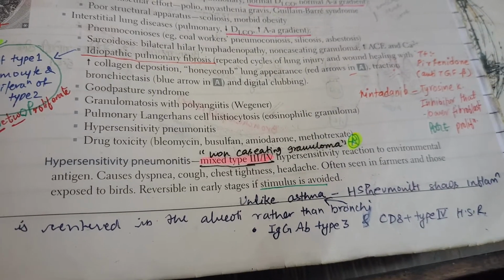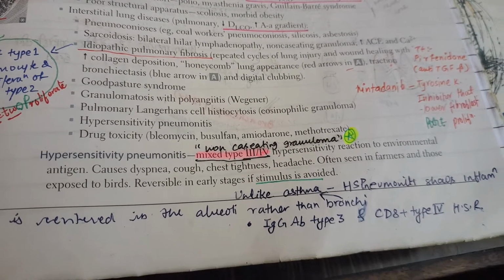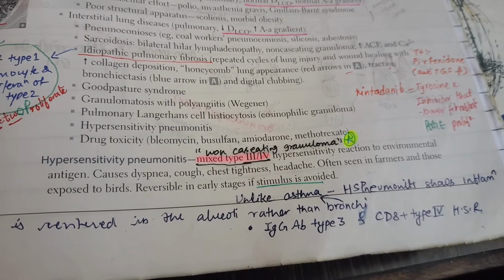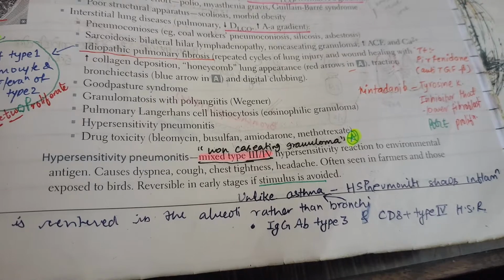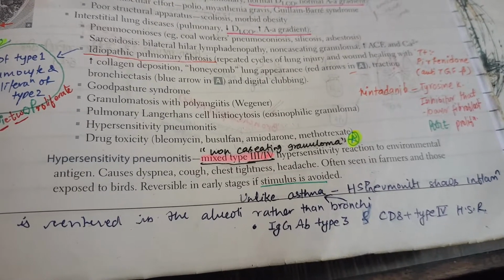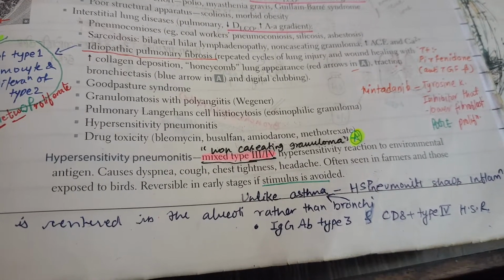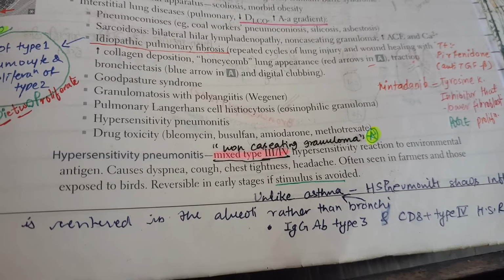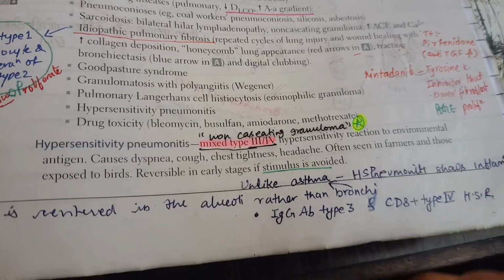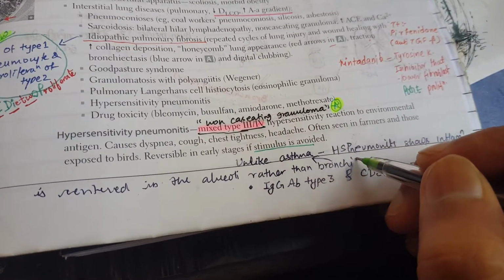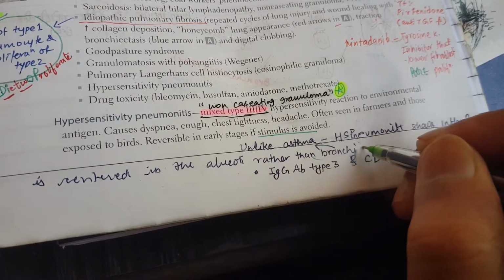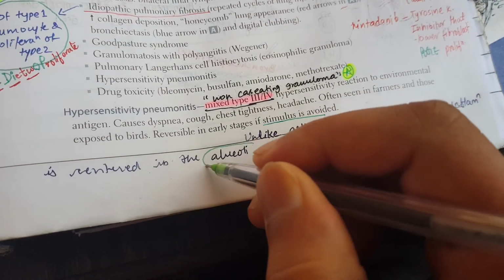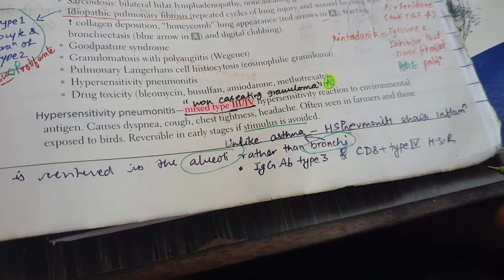Unlike asthma, hypersensitivity pneumonitis shows inflammation centered in the alveoli rather than the bronchi. Okay, so this is a very important thing. In asthma, the inflammation will be in the bronchi, but in hypersensitivity pneumonitis, the inflammation will be in the alveoli. Okay, remember this. This is very, very important. So this is bronchi, which will be involved in asthma, and alveoli will be involved in hypersensitivity pneumonitis.